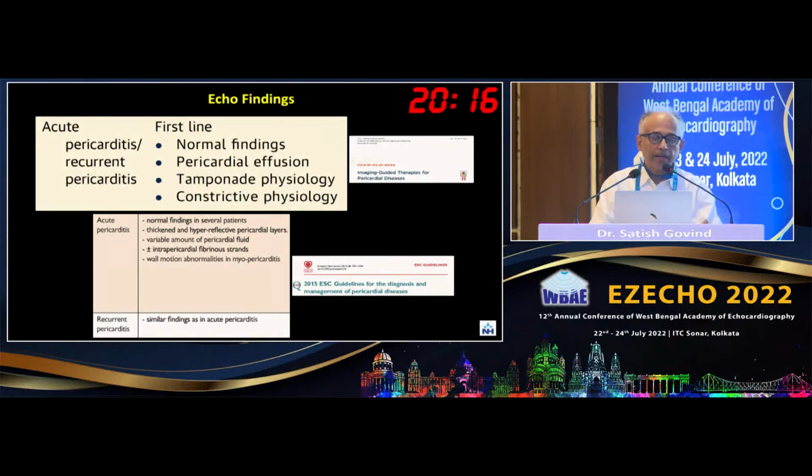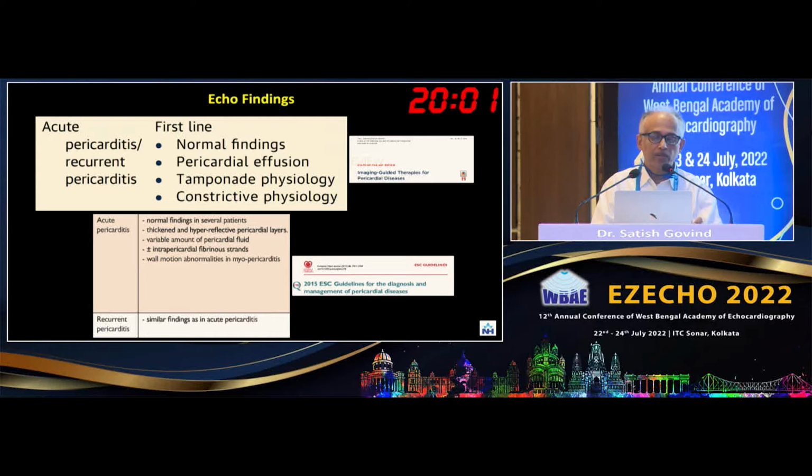Now the echo findings, so it can be normal. There can be pericarditis, and you can get a normal picture as far as echo is concerned. And there can be pericardial effusion. So this can also move towards tamponade physiology, and it can also result in constrictive physiology.